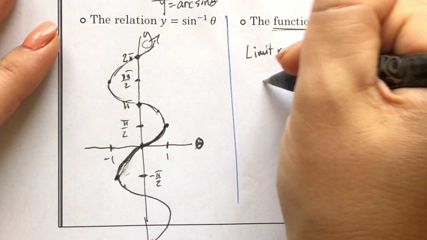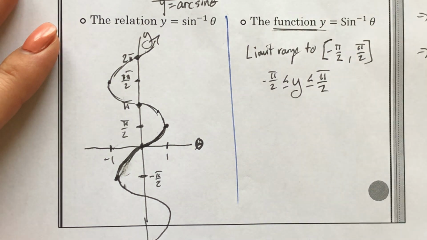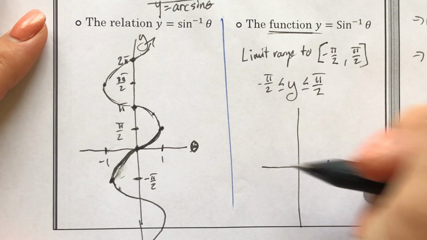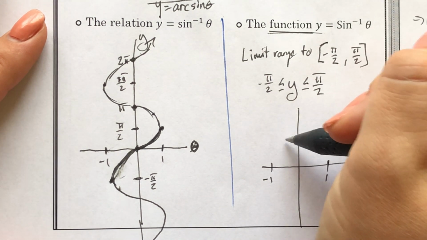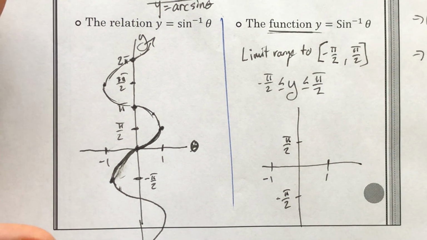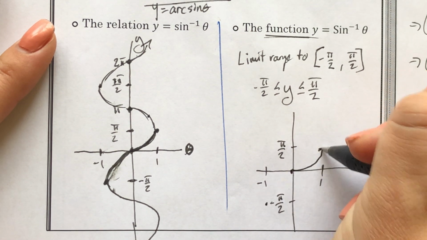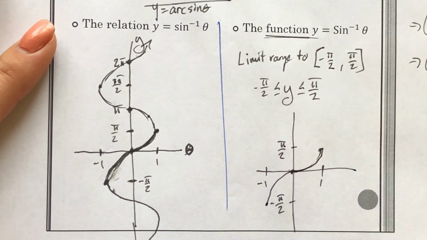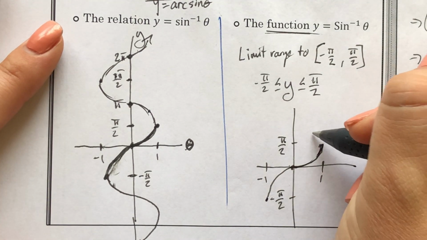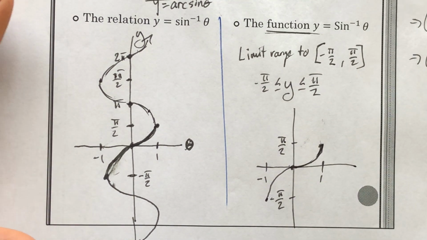You could also say negative pi over 2 is less than or equal to y, which is less than or equal to pi over 2. And so let's see what a graph of the function would look like. So I've limited my range. It would look like this. That's it. And you can see now that that looks like a function. But if I were to keep going like that, it wouldn't be. So that is the graph of inverse sine, the function.